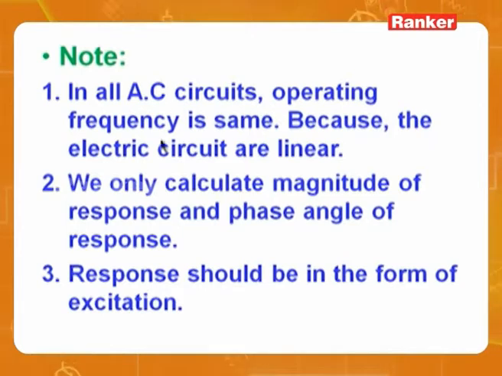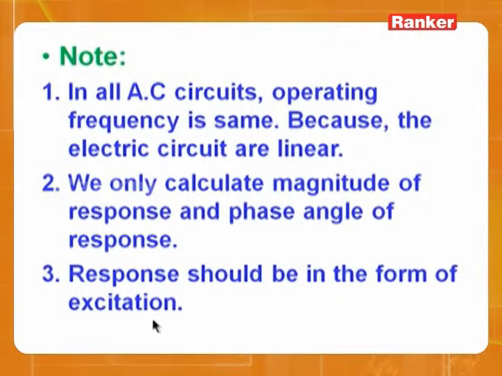Then as the frequency is fixed, we are going to calculate magnitude and phase angle. After calculating the magnitude and phase angle, the response should be in the form of excitation. What do I mean by this third point? If the excitation is given in terms of sine, the response also should be in terms of sine. If it is given in the form of polar form, it should be in the polar form. So before you conclude the answer, put the answer in terms of the input. Calculate the amplitude, calculate the phase angle, then adjust the answer in the form of the input. These are the three important precautions you need to follow as a custom, as a necessity, in order to do better calculations and better answers.